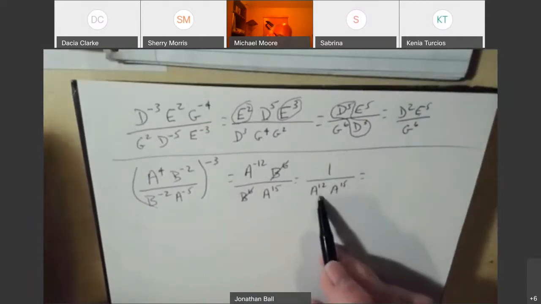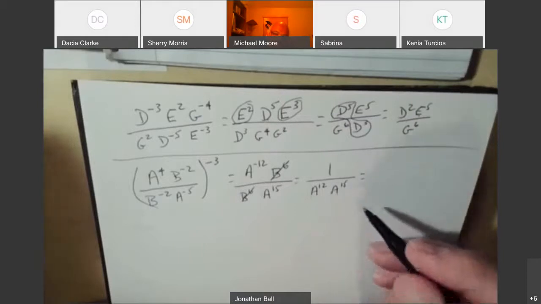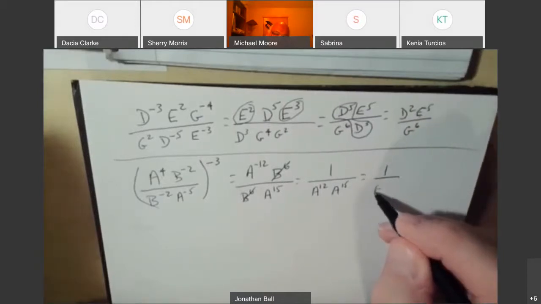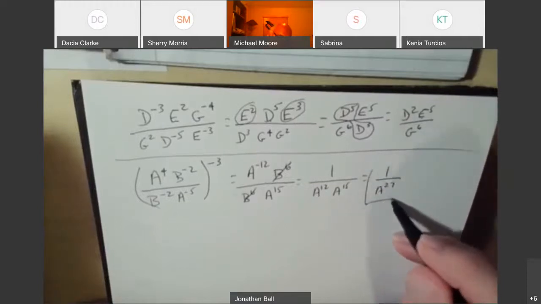So now we have the product rule. When you have a common base number, what do you do with the exponents? Add them. 1 over a to the 27th.